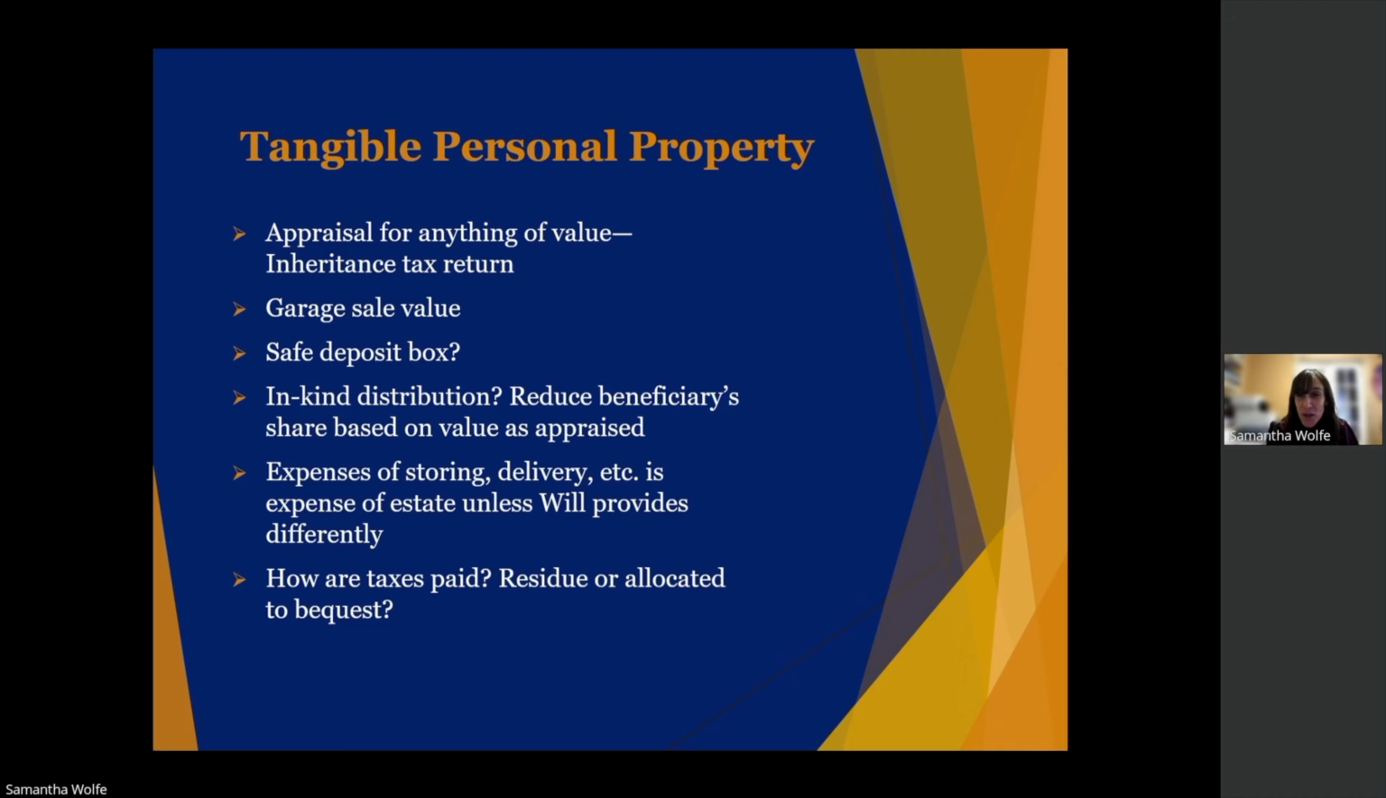Safe deposit box, you want to make sure you've checked the safe deposit box for any type of personal property. Coins might be in there. That's a common place for people to store coins. And then if there's an in-kind distribution, you want to make sure, does the will discuss, does that reduce the beneficiary's share based on the value as appraised? Or does that just go to them as a specific bequest, for example?